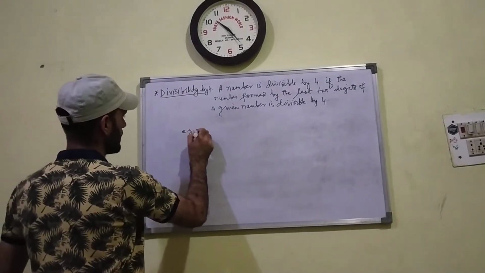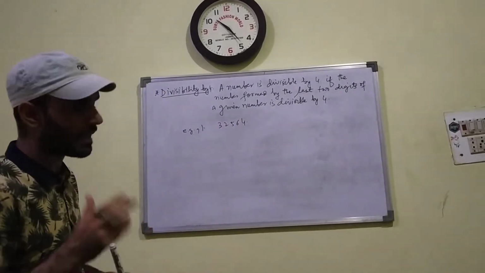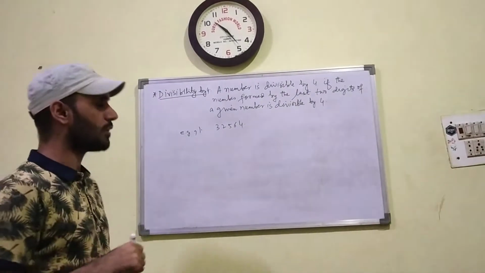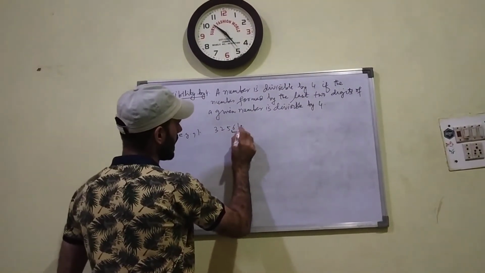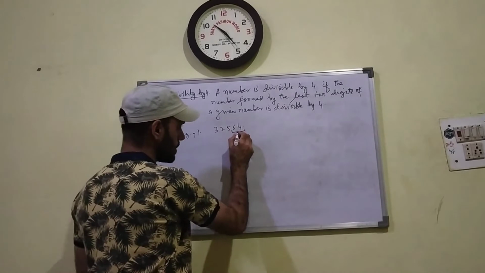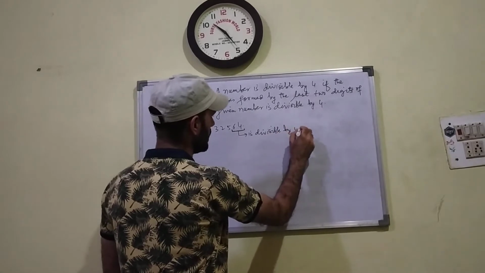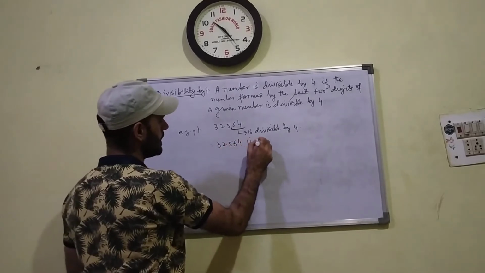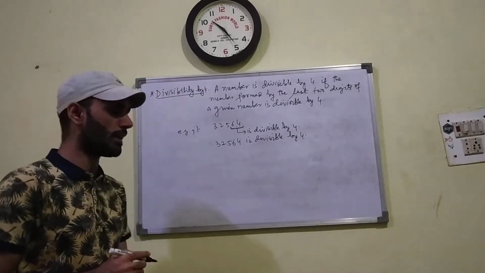For example, we have 32564. This is a given number. We have to check whether it is divisible by 4 or not. For this, we have to check its last two digits. The number formed by the last two digits is 64. Is 64 divisible by 4? Yes, it is divisible by 4. If 64 is divisible by 4, therefore the given number is divisible by 4.